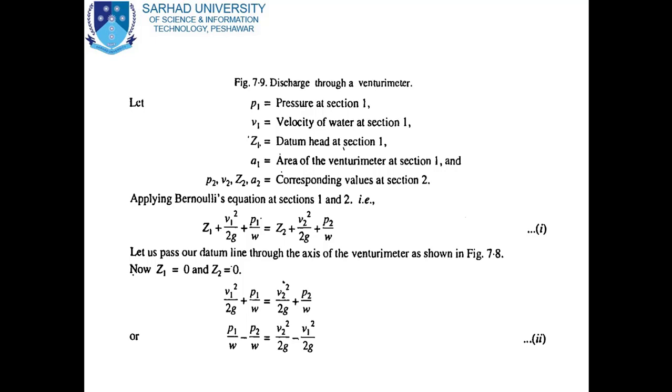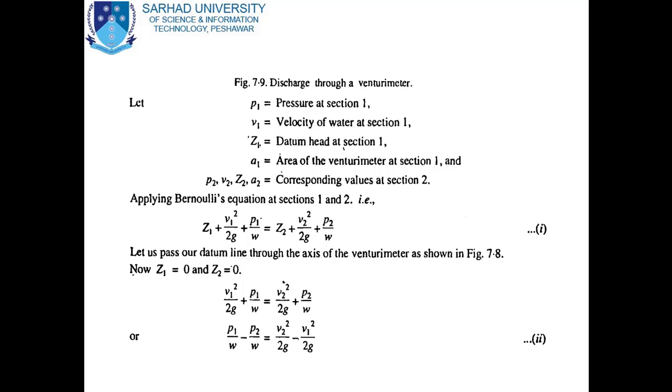Let P1 be the pressure at section 1 and V1 the velocity of water at section 1. Similarly, Z1 is the datum head at section 1 and A1 is the area of the Venturimeter at section 1. P2, V2, Z2, A2 are the corresponding values at section 2. Now apply Bernoulli's equation at sections 1 and 2, that is Z1 plus V1 square divided by 2g plus P1 divided by omega is equal to Z2 plus V2 square divided by 2g plus P2 divided by omega.